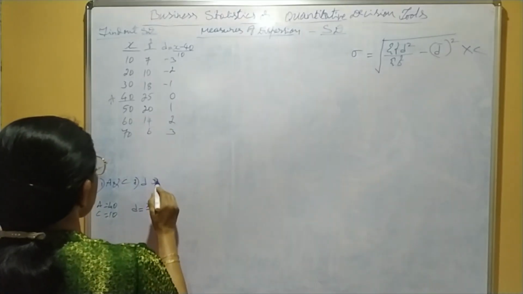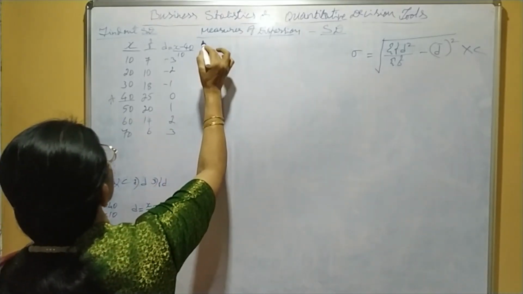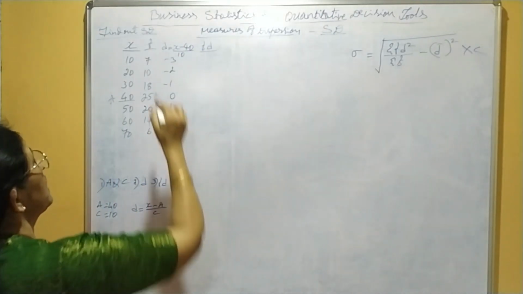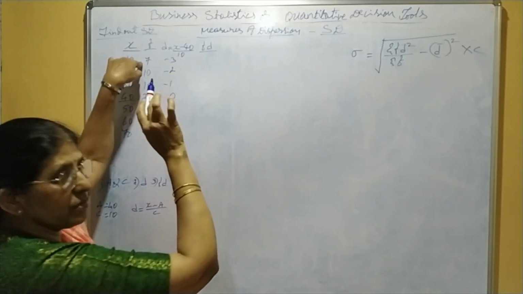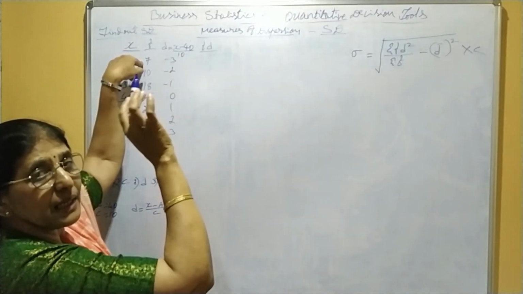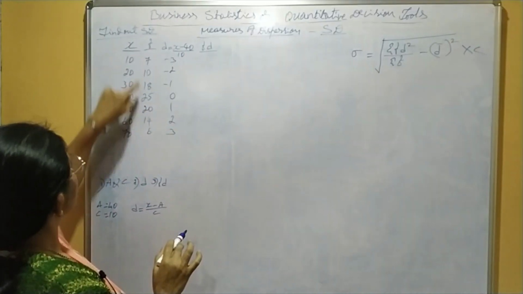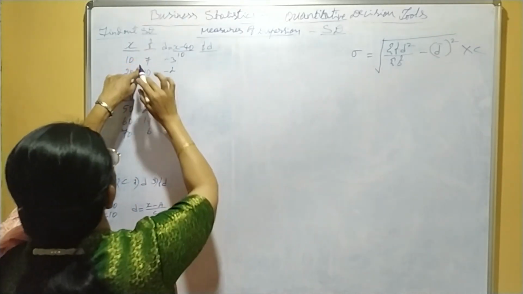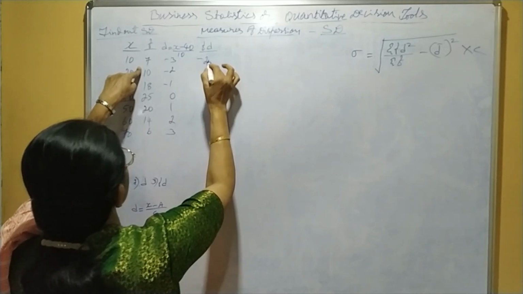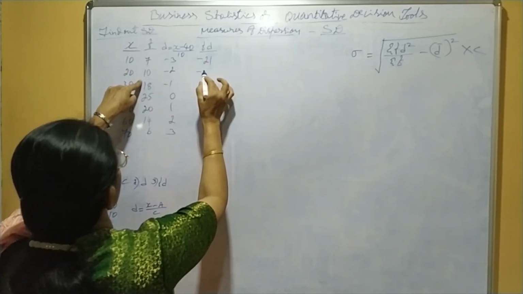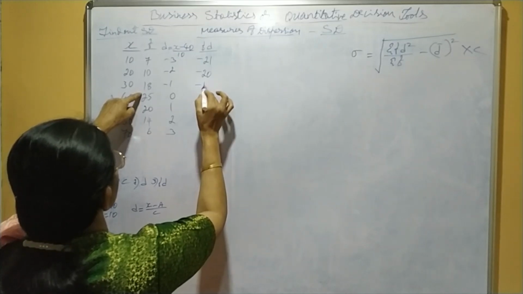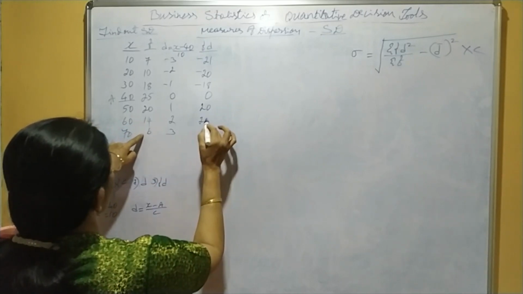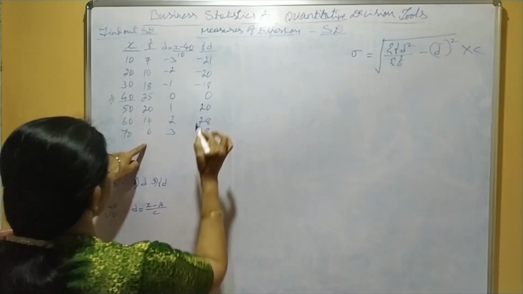Next, third step is FD. Now take FD. FD means what? F into D. You have to multiply these two. Here you have to keep in mind even algebraic signs. Here when there is no sign means, that means what it is implied, that is plus sign. Okay, that means plus into minus, minus 7 3s are 21, 10 into minus 2 minus 20, 18 into minus 1 minus 18, 25 into 0, 20 into 1, 14 into 2, 6 into 3.